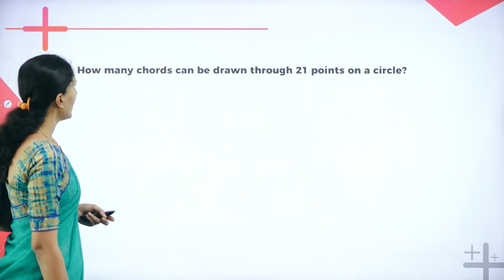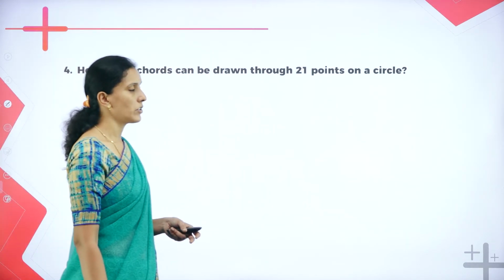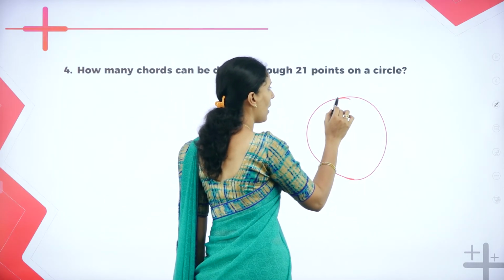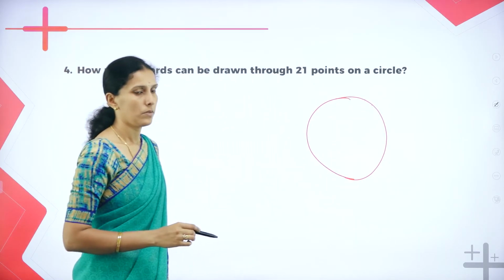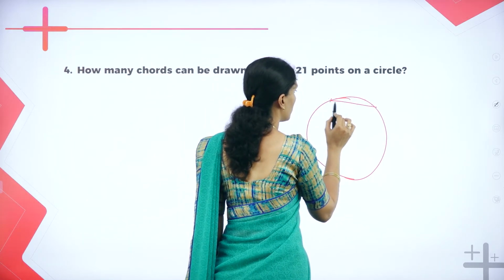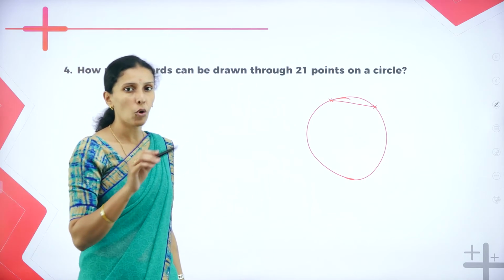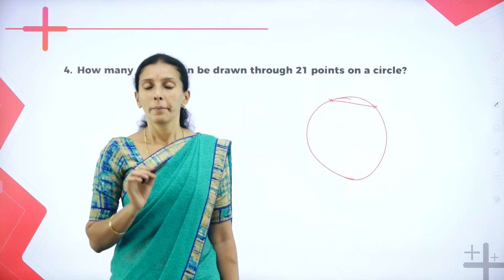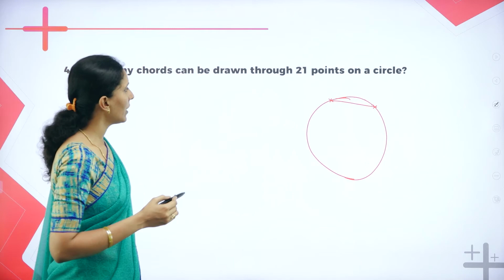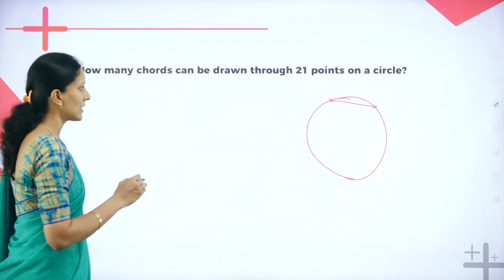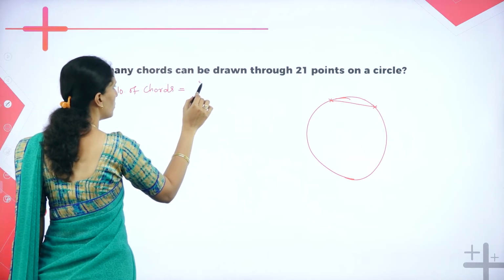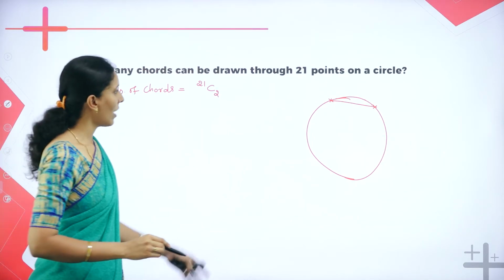Next one: how many chords can be drawn through 21 points on a circle? Suppose we have a circle here, and we have 21 points on the circle. What is the minimum number of points required to draw a chord? Only 2. We need only 2 points, but we have a total of 21 points on the circle. So how many chords can we draw inside the circle? The number of chords is equal to 21C2, because we have 21 points.